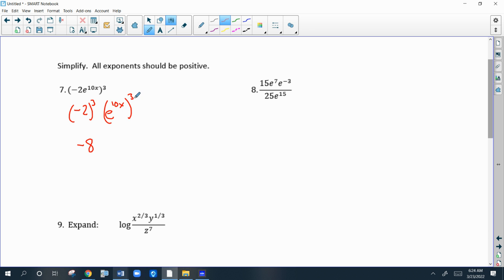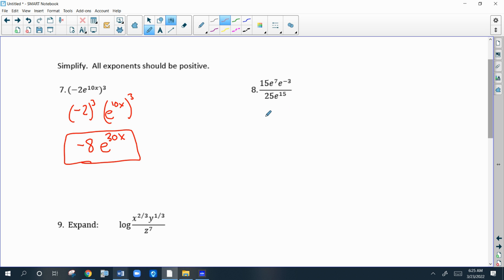E to the 10x to the third, well, all you do is multiply exponents. So we have e to the 30x, 3 times 10x. And we're done. All exponents should be positive. That's a positive exponent. Well, assuming x is positive, but that's it. That was easy. The second one, there's a lot going on, but you just follow your rules of exponents.